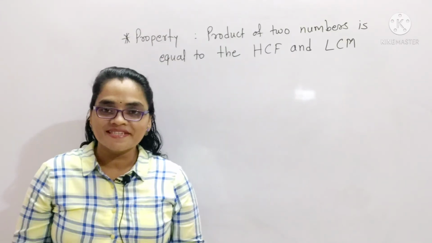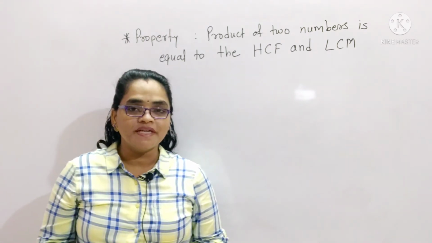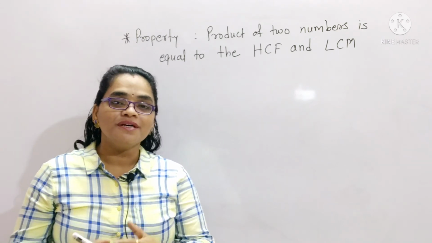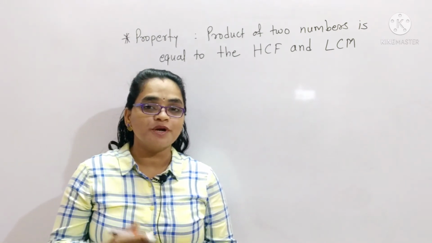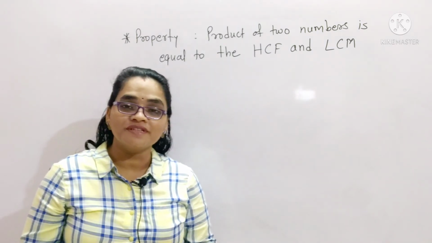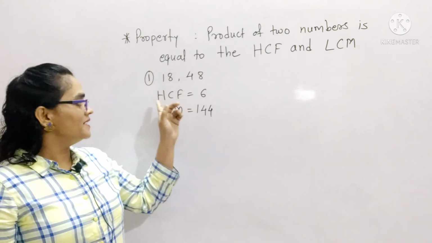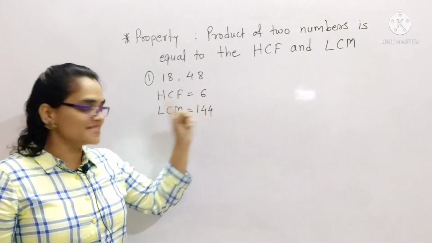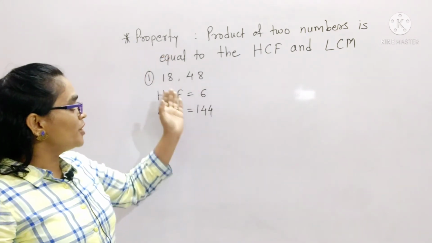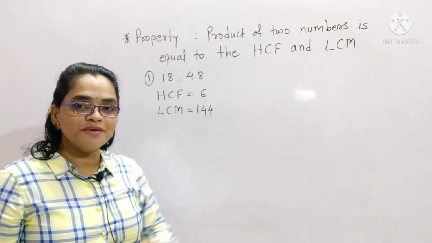Okay. The next important property is about HCF and LCM. What is the property? The product of two numbers is equal to HCF into LCM. Means the product of HCF and LCM is always equal to the product of the given numbers. The first example is 18 and 48. In the first example, the HCF of 18 and 48 is 6 and the LCM is 144. And what is the property? The product of those numbers is equal to the product of HCF into LCM.